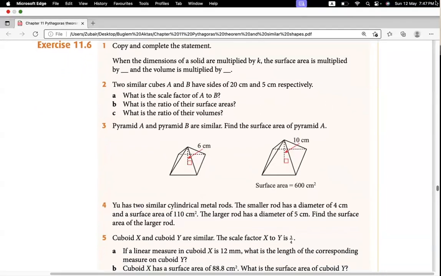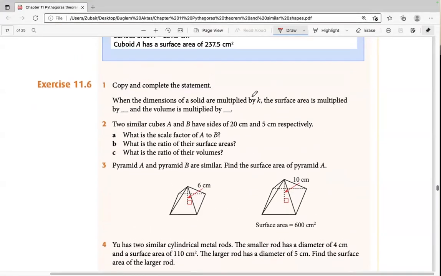Practice exercise. Copy and complete this statement. When the dimensions of the solid are multiplied by k, the surface area is multiplied by... K cubed. Think again. Surface area. So k squared. Basically, when it's area, it's k squared, and volume is going to be k. Oh no, k cubed.